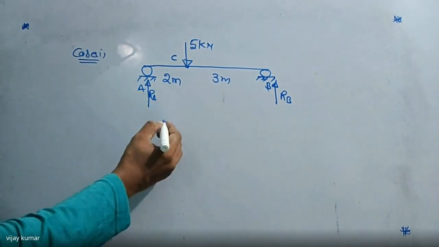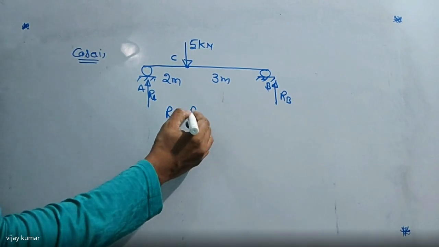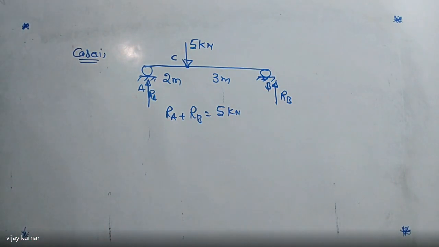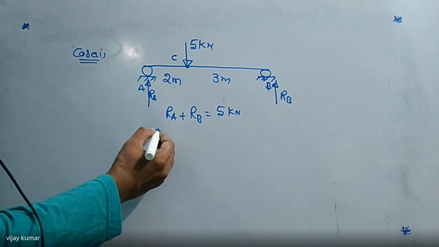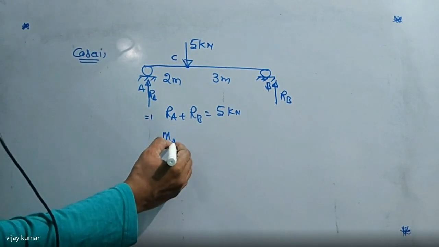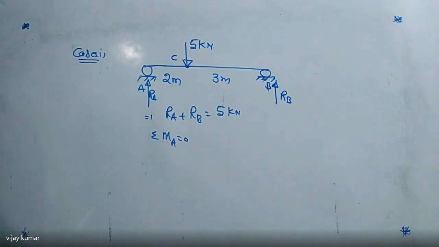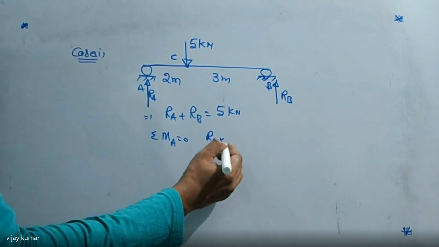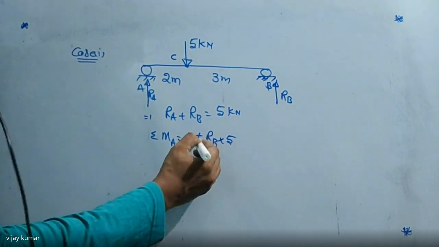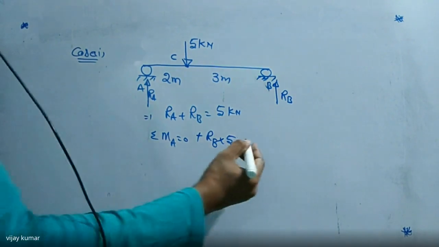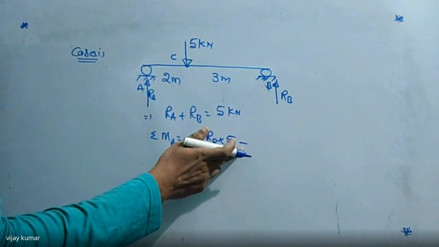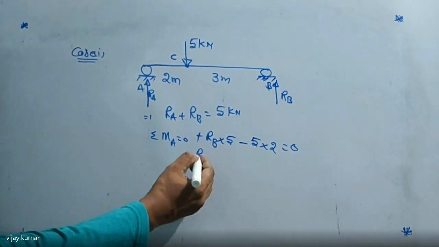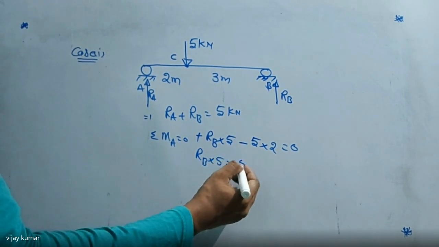I'm going to use two equations. That is RA plus RB is equal to 5, that is, sum of upward forces is equal to sum of downward forces. And the second equation is take moment about A is equal to 0. We can take it anywhere, but I am taking point A. Then RB into total distance 5, which is positive because this force is acting in the upward direction, minus this load, because this load is acting downward, that is 5 into 2 is equal to 0. Then RB into 5 is equal to 5 into 2.